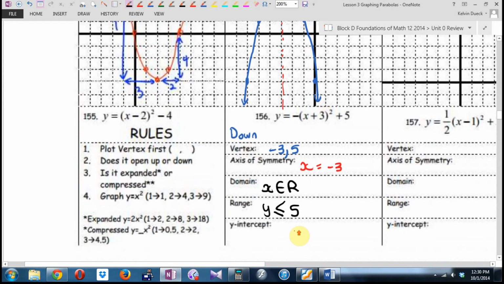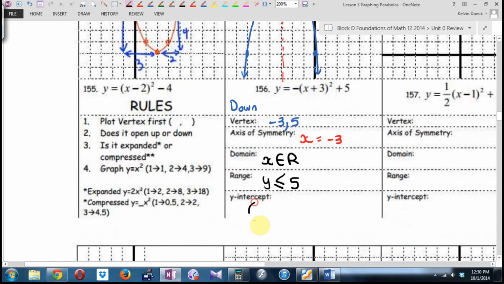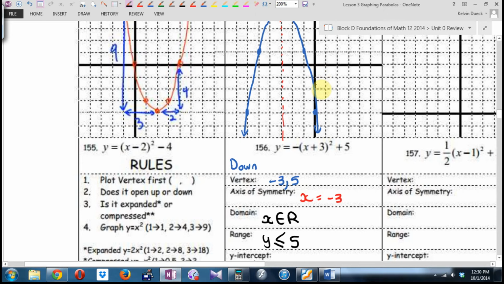Y-intercept, I'll read that right from the graph. 0, comma, what? Negative 4? 1, 2, 3, I think 4. I got a dot there right on the y-axis, do I not? Right there, there's the y-intercept.